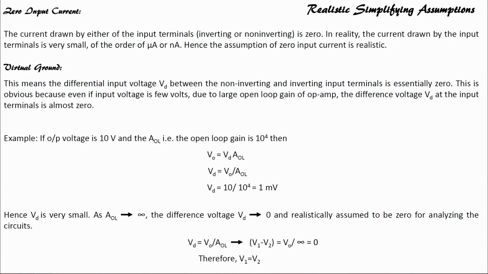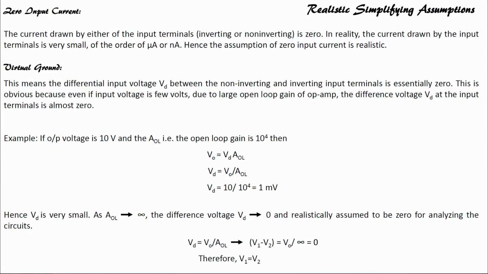Zero input current: what is that? The current drawn by either of the input terminals is 0. In reality, the current drawn by the input terminal is very small, of the order of micro ampere or nano ampere. Hence, the assumption of 0 current is realistic. These are all realistic simplifying assumptions. Ideally the current drawn by the input terminal should be 0, but practically when we measure it, it is about micro ampere to nano ampere, which is close to 0. Hence, the 0 assumption is realistic.